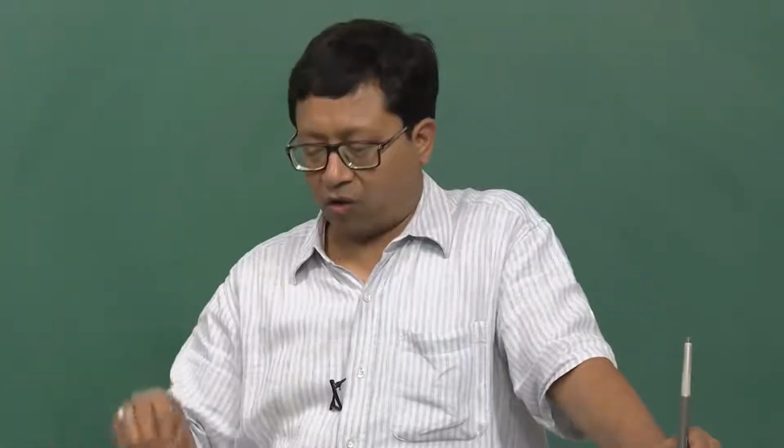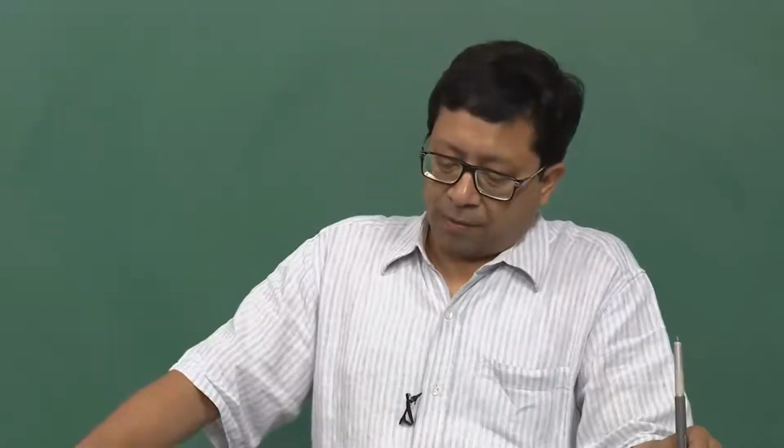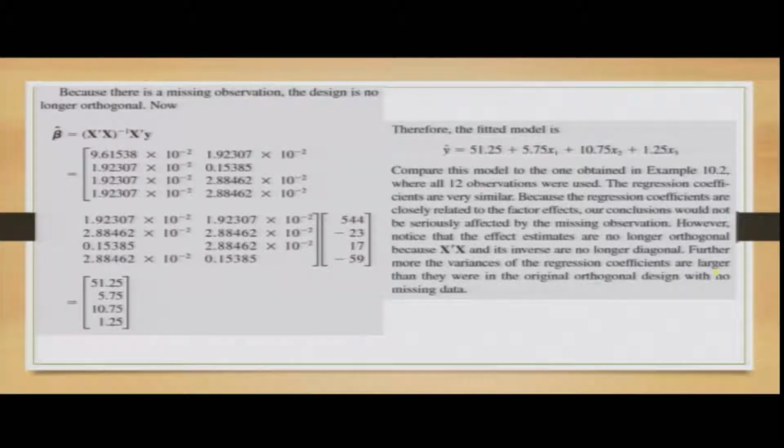You use the QQ plots, plot it along the 45 degrees line, and check whether they are there. Obviously, they would not all lie on the 45 degrees line, but you can get an answer from that. Compare this model to the one obtained earlier. The regression coefficients are very similar because the regression coefficients are closely related to the factor effects.